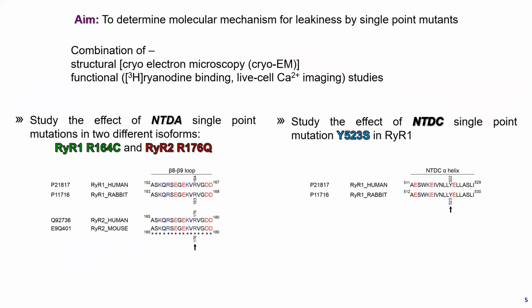Our aim was to determine the molecular mechanism for leakiness by single point mutants, and we used a combination of structural and functional studies to do so. We chose to study a single point mutation in NTDA, the R to C, that is arginine to cysteine, as well as a single point mutation in the NTDC, which is the Y to S, or tyrosine to serine.